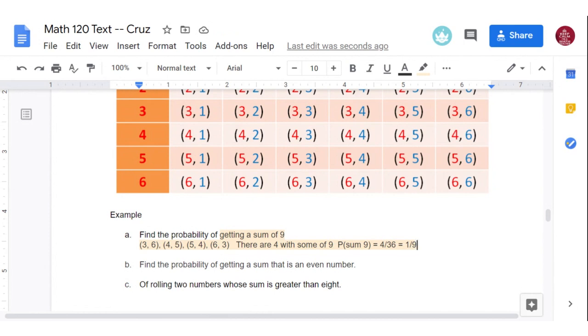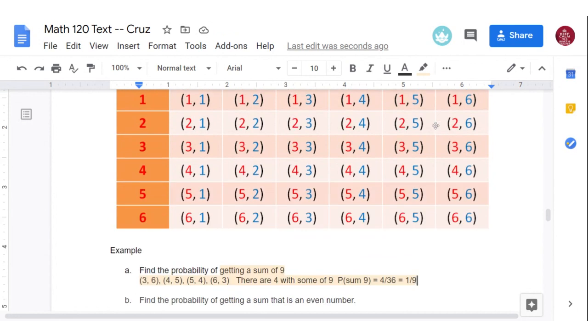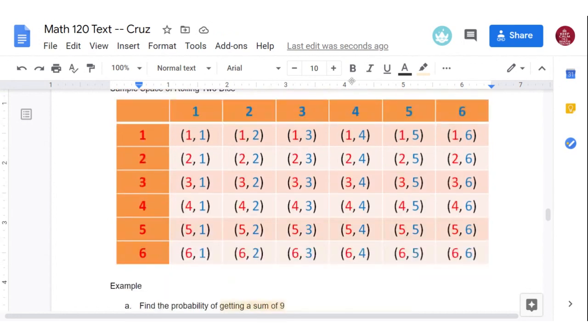Saying the probability of those that have a sum of 9 is 4 over the total of 36. Okay, so how did you get 36? Did you add them or? Look, 6 times 6 is 36. Oh, 36. Okay, total ones.